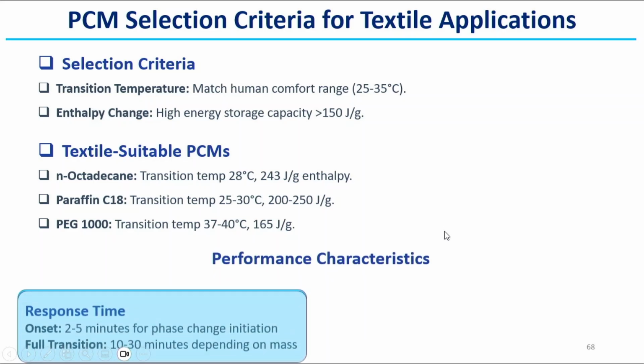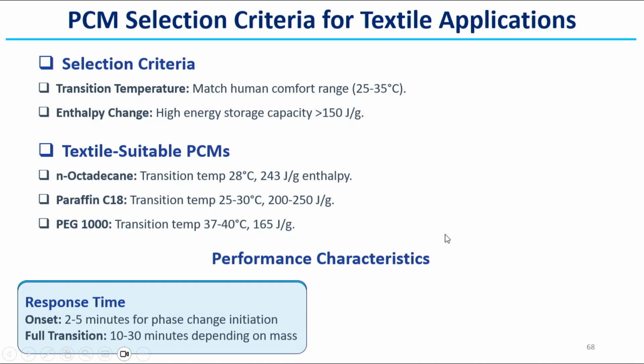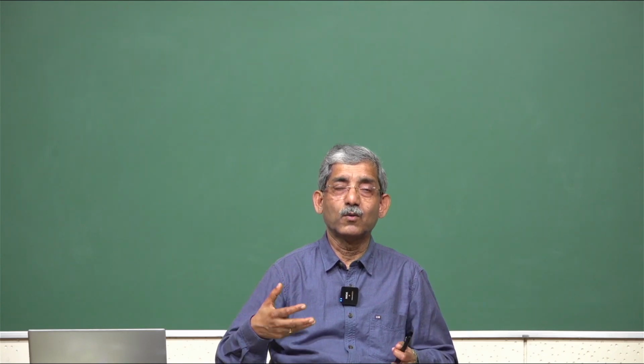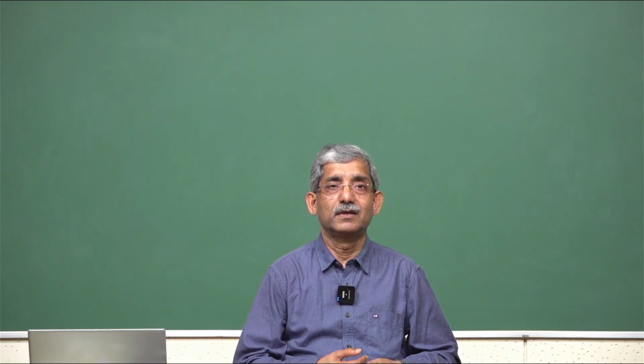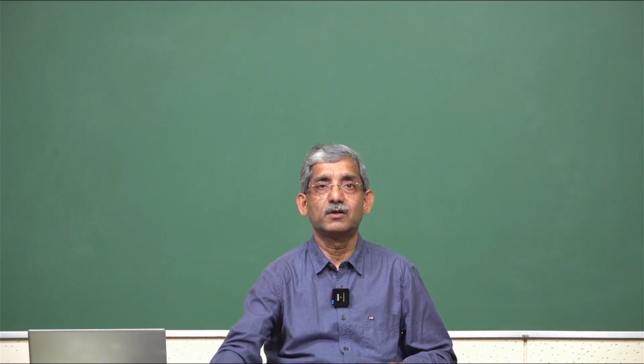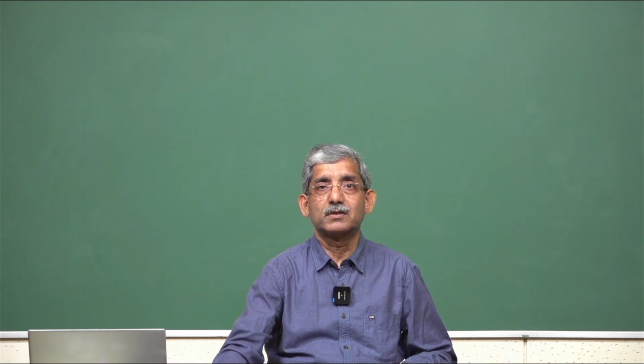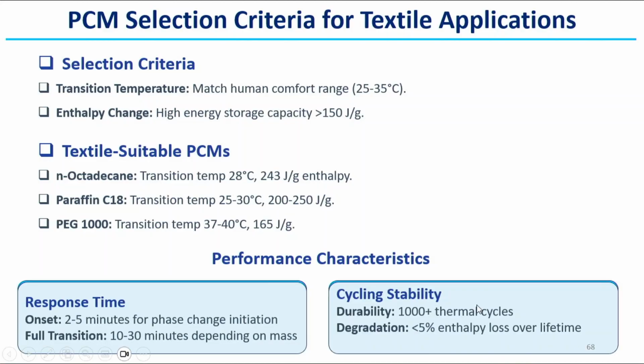Performance characteristics: response time is typically 2 to 5 minutes for onset. Full transition takes around 10 to 30 minutes depending on the mass. So, during that time, up to half an hour, one can be protected by enhanced heat. It can keep the body warm during the transition time. Cycling ability: typically more than 1000 thermal cycles it can withstand.